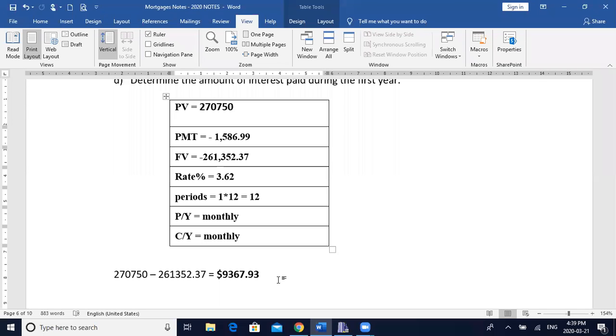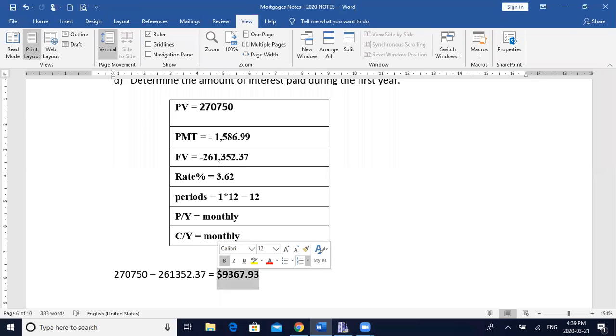So this amount that we just calculated, $9,367.93, represents the amount of principal that was paid in the first year. So this represents the amount of principal paid off.